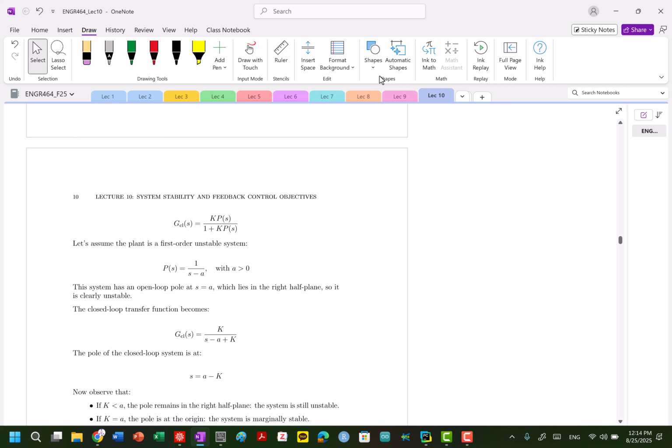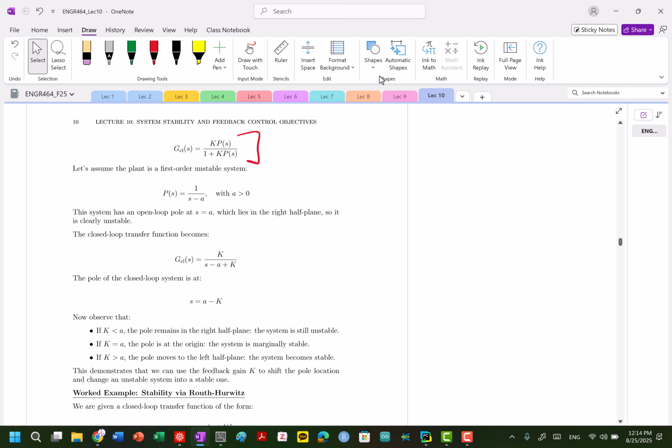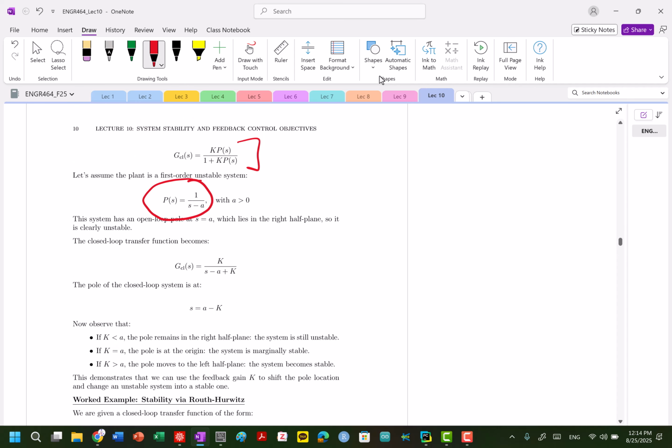So for our closed loop transfer function, we're just substituting in here, and let's say our plant function is this. Now our closed loop transfer function becomes this, and the stability is solely determined by this. So when we set this equal to 0, for our poles, if k is less than a, the pole will be in the right half plane and we're unstable. If it's equal to a, we're marginally stable, and if k is greater than a, we're going to be in the left half plane and we're stable.